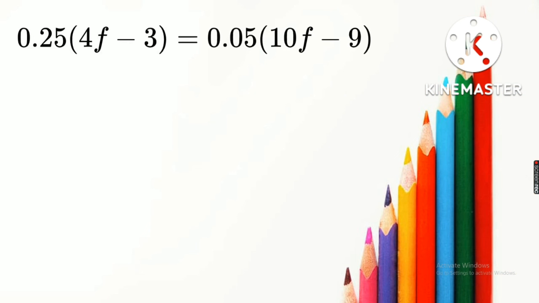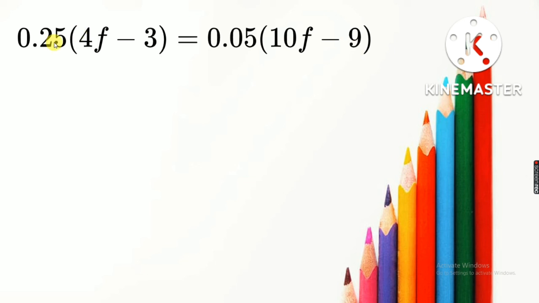Here is another problem. Let us solve it. 0.25 multiplied by (4f minus 3) is equal to 0.05 multiplied by (10f minus 9). So let us begin. First of all, we would apply the distributive property here. We would multiply 0.25 with 4f and 0.25 with 3. Similarly, we would multiply 0.05 with 10f and 0.05 with 9.